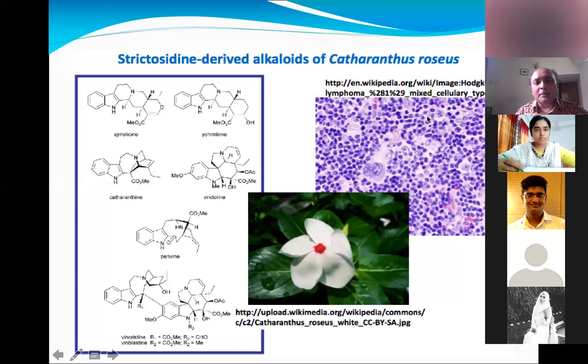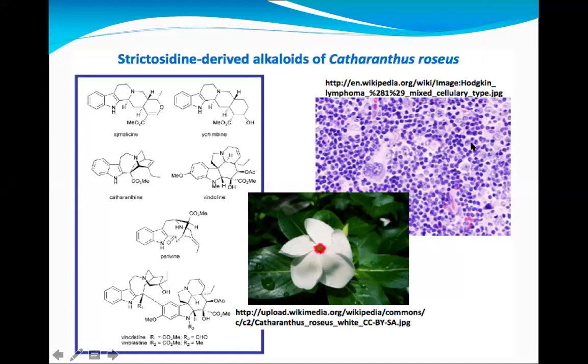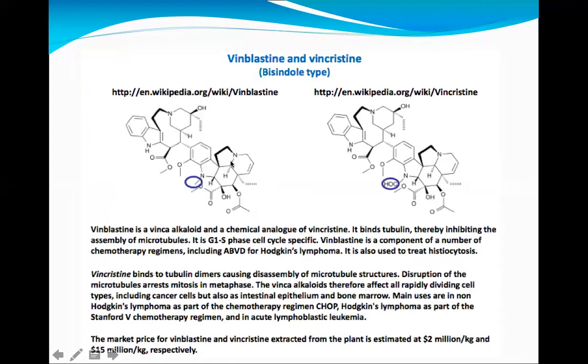Here you can see an image of how cancer cells are damaged by the Noyantara alkaloids, that is vincristine and vinblastine. These two compounds are commercially very famous as anti-cancer drugs. Here we shall discuss a little bit about vinblastine and vincristine. They are also called vinca indole type alkaloids. And if you go to the Wikipedia link about vincristine and vinblastine, you can get a more in-depth discussion about these two compounds.